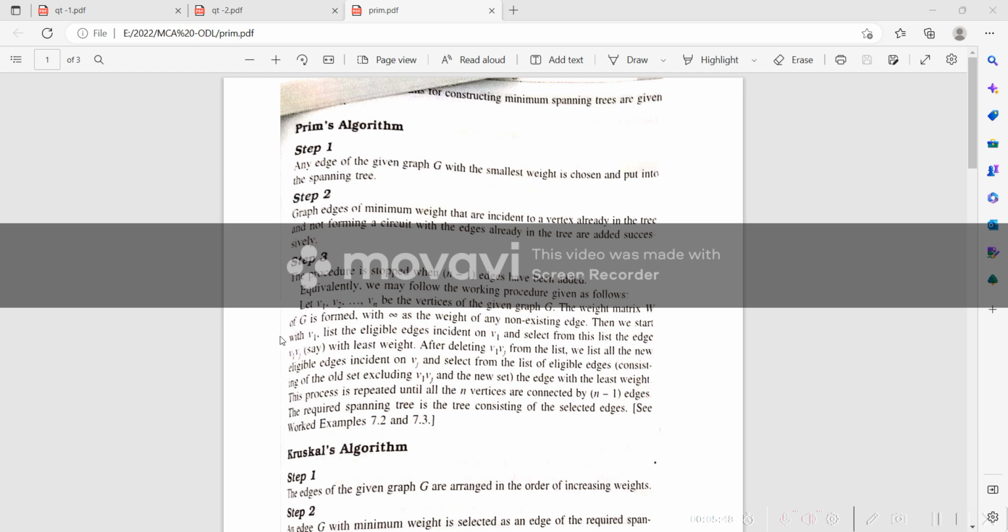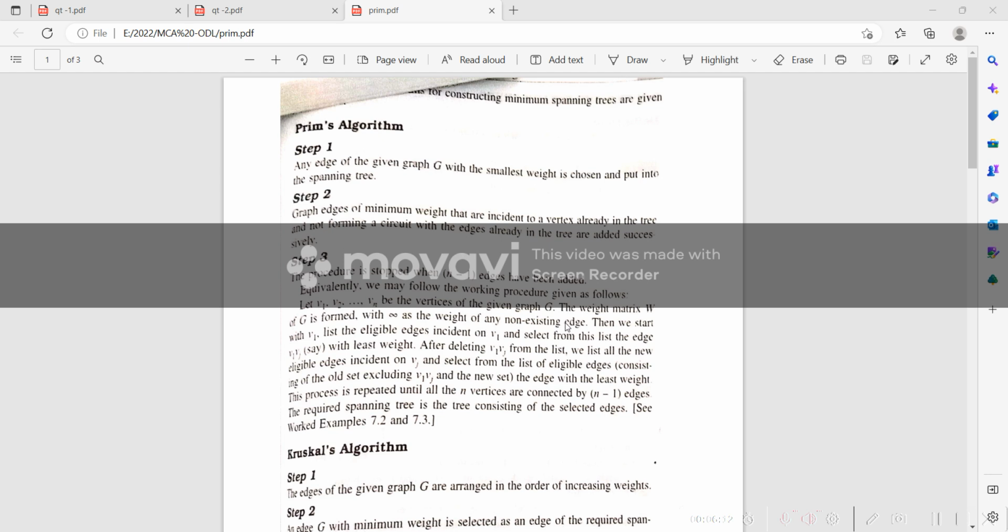So we can explain this one in this way also. Okay, so first thing is we are naming our vertices as v1, v2, etc., vn. The weight matrix W of G is formed. So we have to form one weight matrix with infinity as the weight of any non-existing edge.